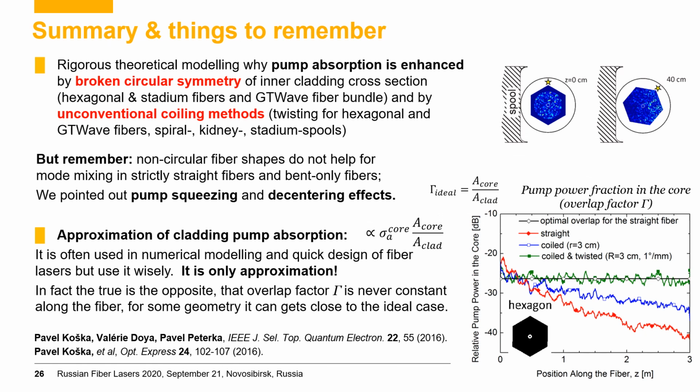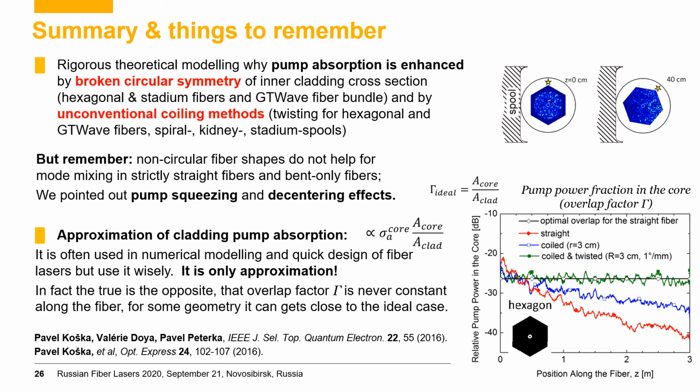In summary, we have presented rigorous theoretical modeling of why pump absorption is enhanced by broken circular symmetry of inner cladding cross sections, namely for hexagonal and stadium fibers and for GTA fiber bundle, and by unconventional coiling methods. In detail, we treated twisting for hexagonal and GTA fibers, and we shortly noted also spiral, kidney, and stadium shapes of the spool. But we should remember that non-circular fiber shapes do not help for mode mixing in strictly straight fibers and bend-only fibers. And we pointed out the importance of pump squeezing and decentering effects.